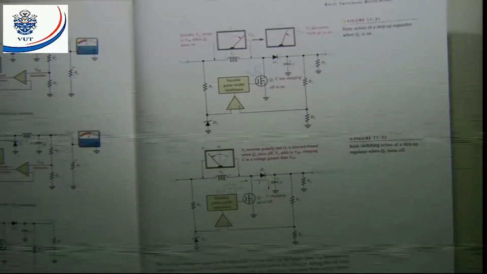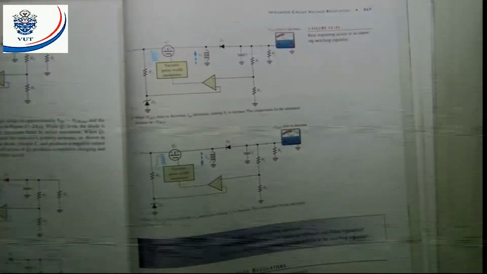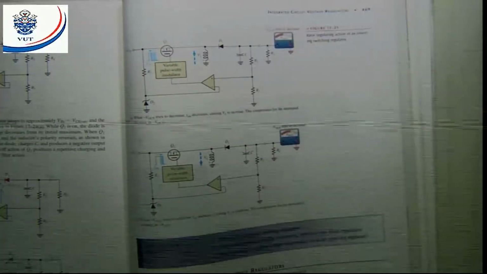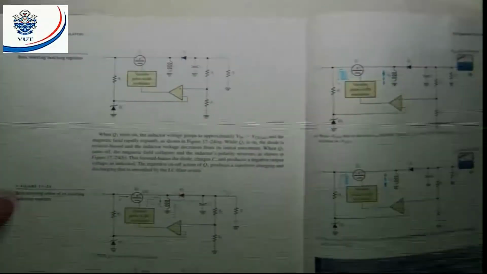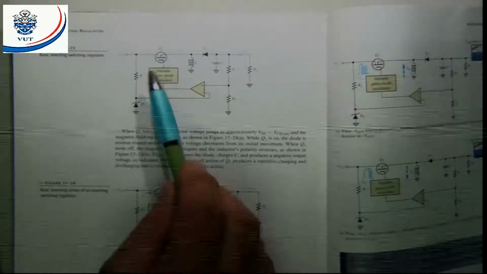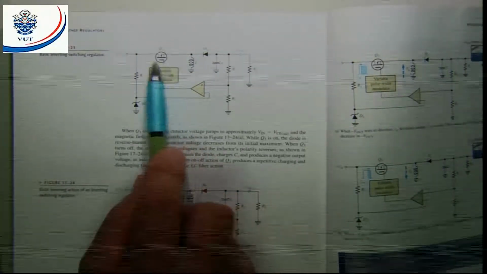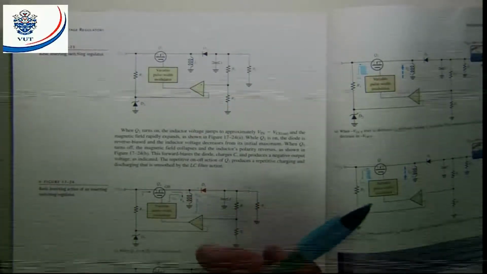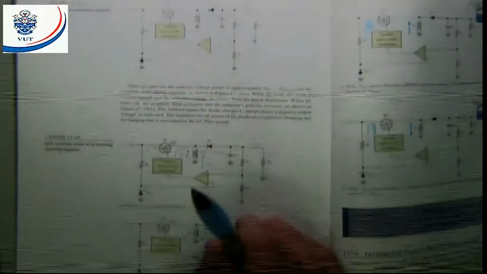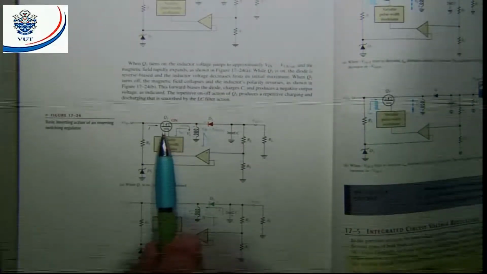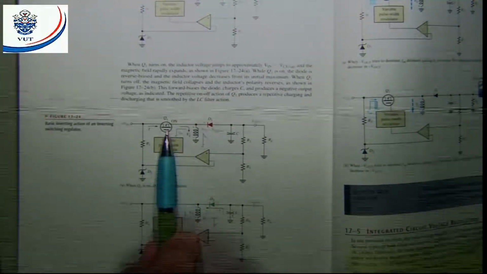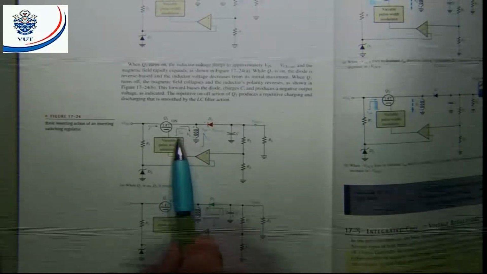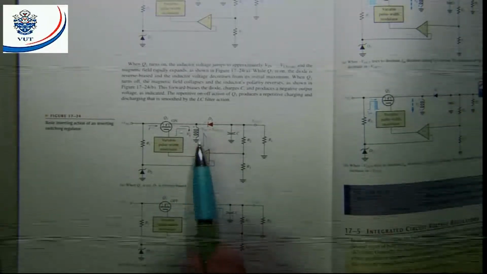The next one is the voltage inverter configuration. In the case of the voltage inverter configuration, you will notice that the control element is now going to be in series and I will have my coil. What's going to happen? When my transistor turns on, what happens? It goes from off to on.